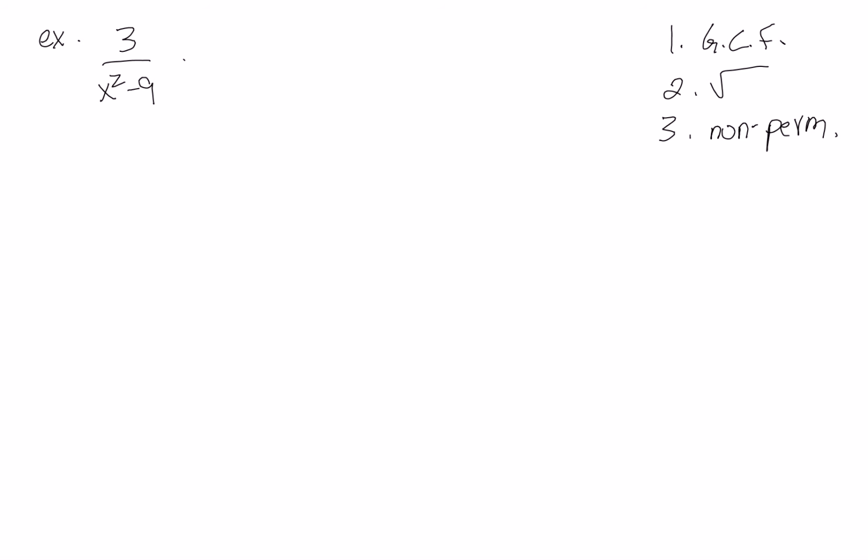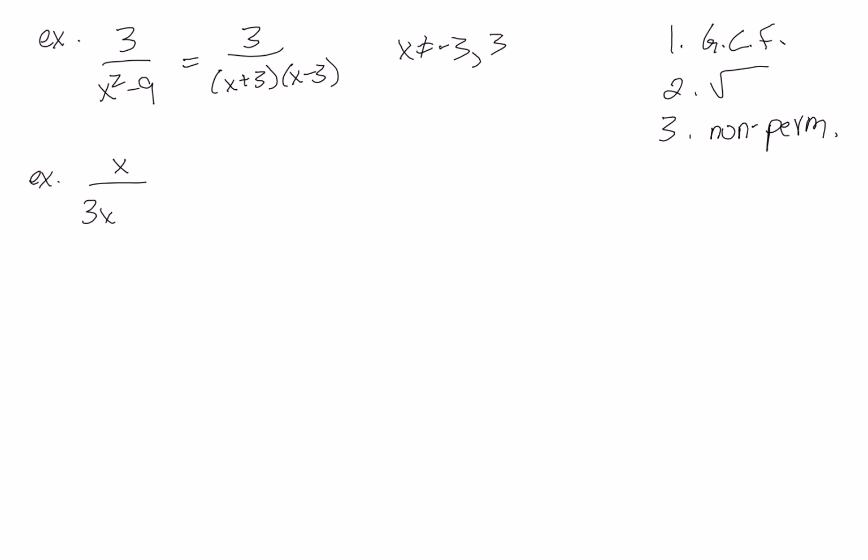So when you look at the bottom, can we factor it? We can't greatest common factor, but we could square root both sides. So when you square root the x squared and the 9, you'll have x plus 3 and x minus 3. That's our first step, and then our last step is figure out the non-permissible values. Now we have two things on the bottom, so that just means we're going to get two non-permissibles. The opposite of plus 3 would be negative 3, the opposite of the negative 3 will be positive 3. So that's it. You want to do factoring first, and then check for non-permissibles.